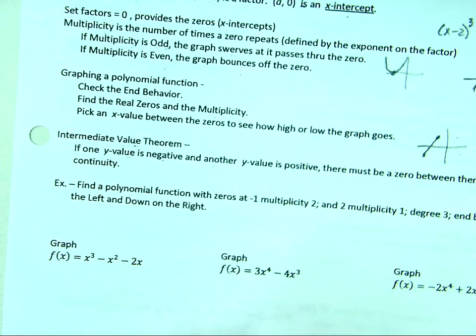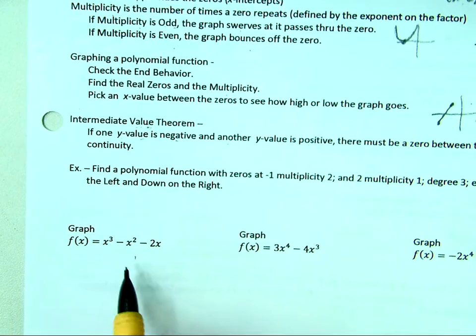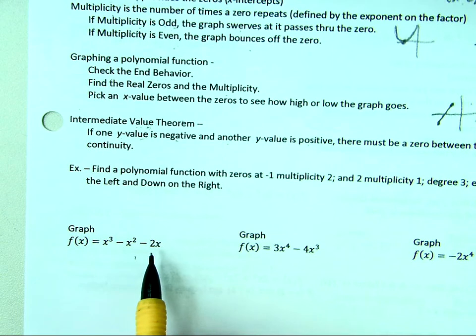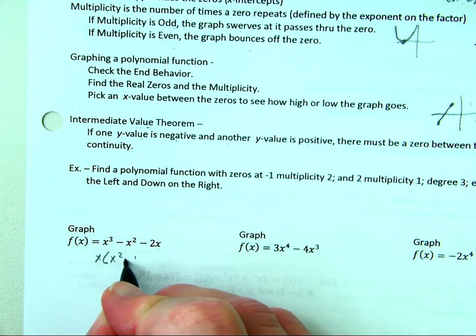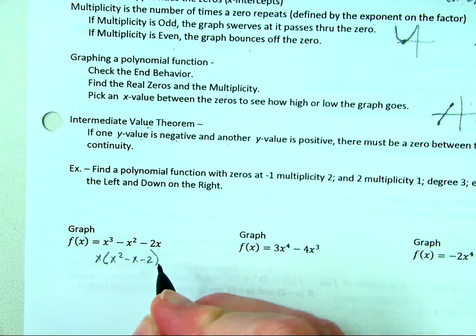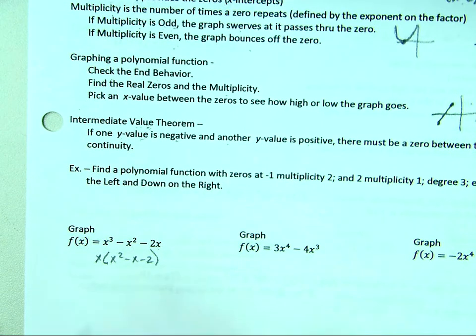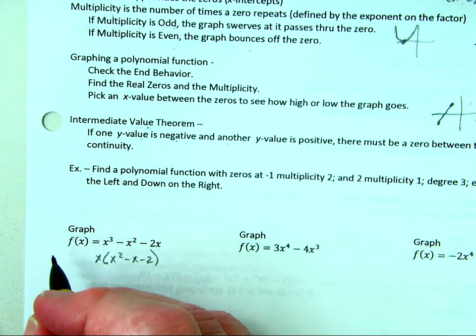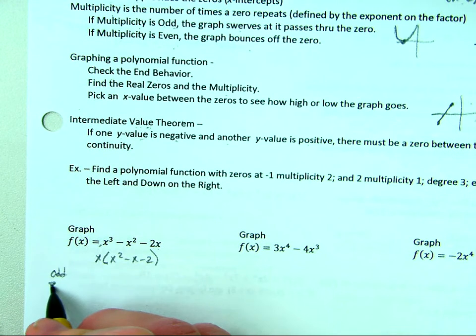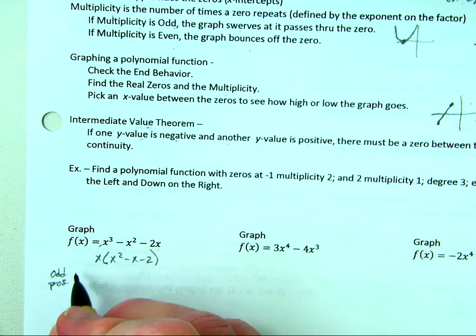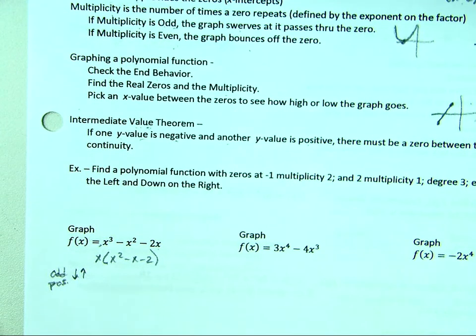So let's go down here to graph this one. If I want to graph, first you check the end behavior. Now this one, notice there's x's in all these terms. If I factor out an x, it looks like that. Now if we look at the leading term, this is odd, and the leading coefficient is positive. So that means on the left it's down and on the right it's up. That tells us something about our graph.